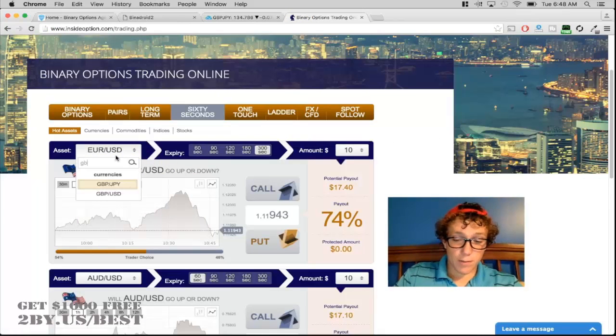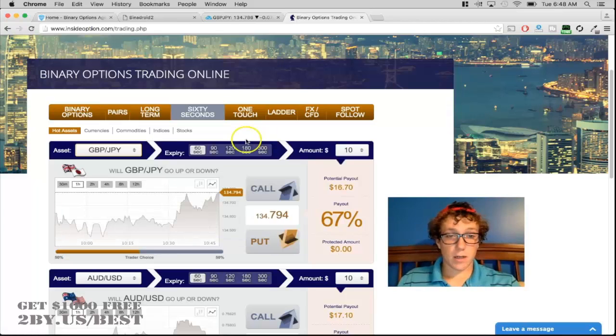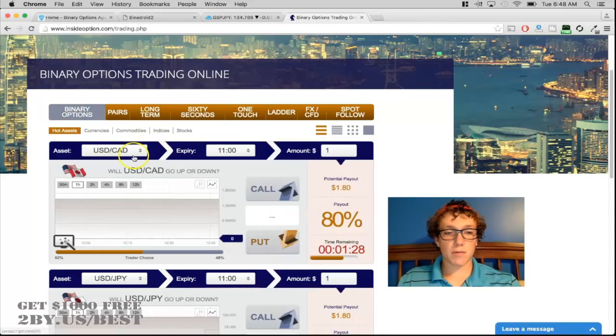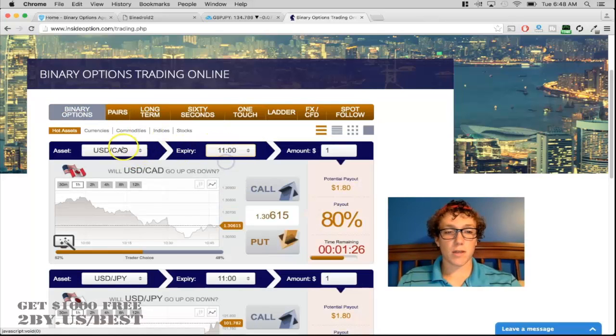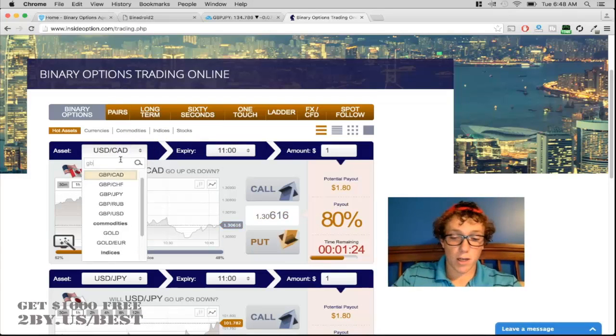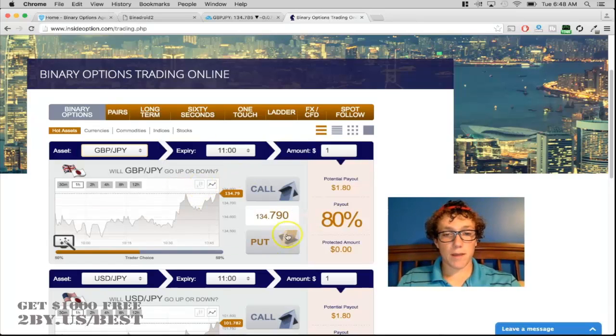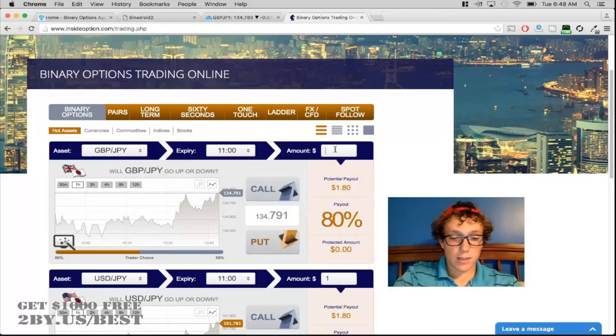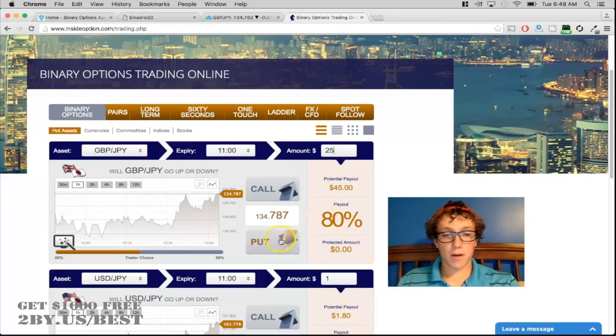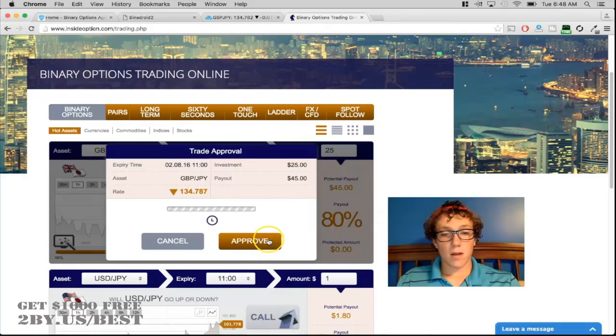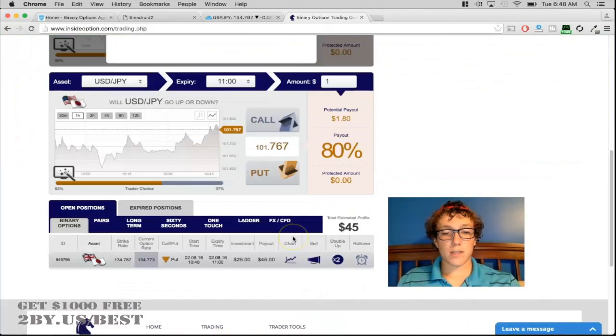So the Great British Pound Japanese Yen is the currency. There's about 12 minutes, so there should be an option still on binary options. Yes, we're looking for 11 here with this broker. Japanese Yen. And that will be a put trade. We are just going to take simple $25 trades for now. Alright, so my position is now approved.